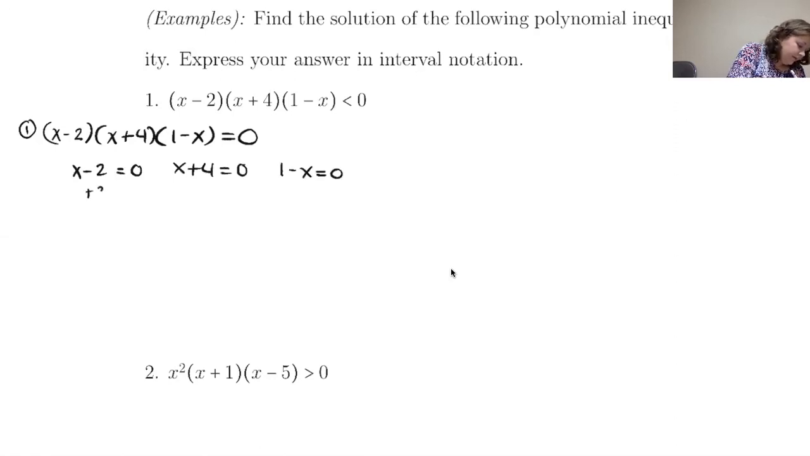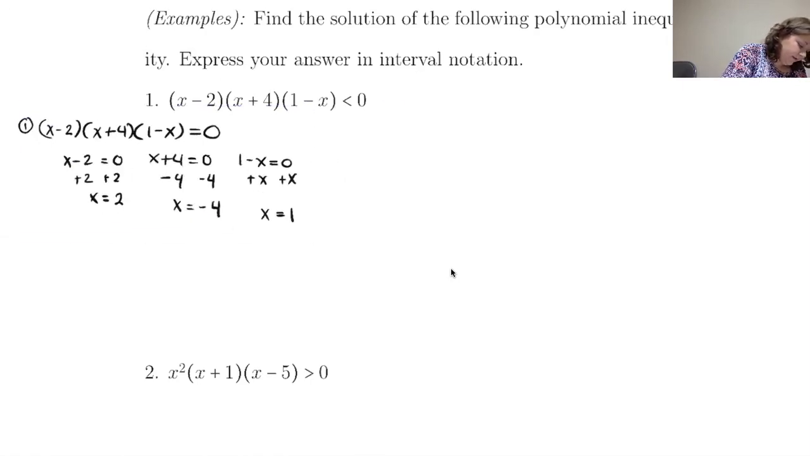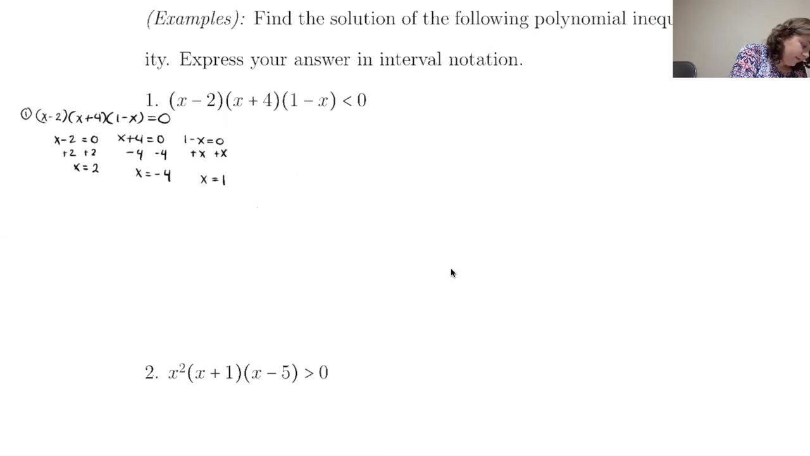We'll solve those and get x equals 2. Well, actually, I'm not going to put a box around that because that's not the final answer. But we solve the next one, we get x equals minus 4. And then we will solve the last one. And we'll get 1 equals x, or I'm just going to write it as x equals 1, so x will stay on the left side. I'm going to make this a little bit smaller to leave us room for the next few steps.